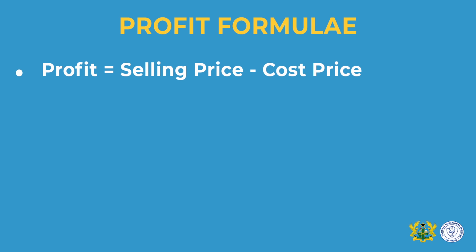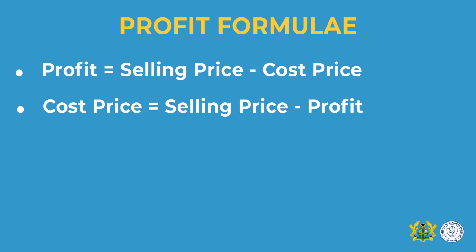And with that formula, we can deduce two more formulae. Profit being equal to selling price minus cost price, we can calculate our selling price from that equation, and that of the cost price as well. So as can be seen on the screen, we have cost price being equal to selling price minus profit. That is from the first formula, which is profit being equal to selling price minus cost price.